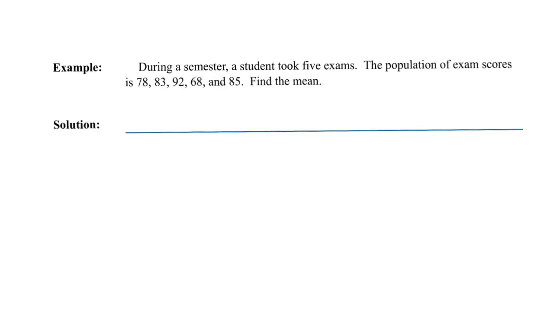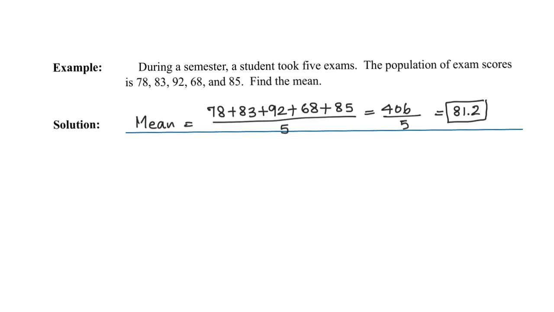During a semester, a student took 5 exams. The population of exam scores is given here. Find the mean. The mean is to add all these numbers and divide by how many numbers there are. Here 1, 2, 3, 4, 5, so 5 exams are given here. So, divide by 5. The mean is 81.2.